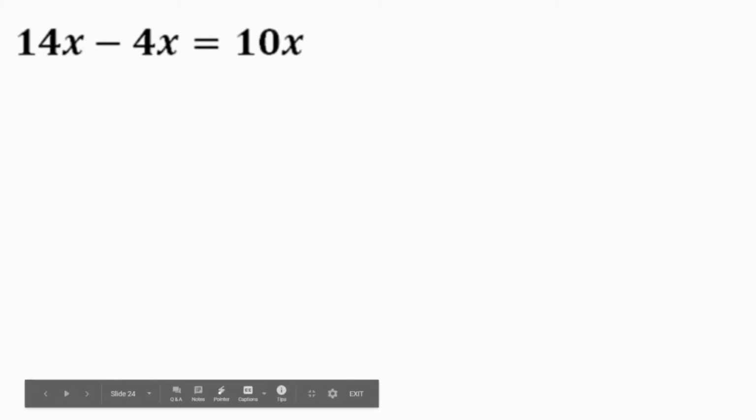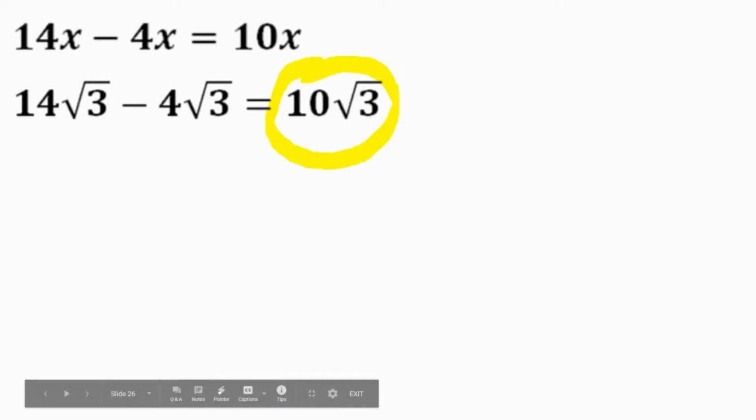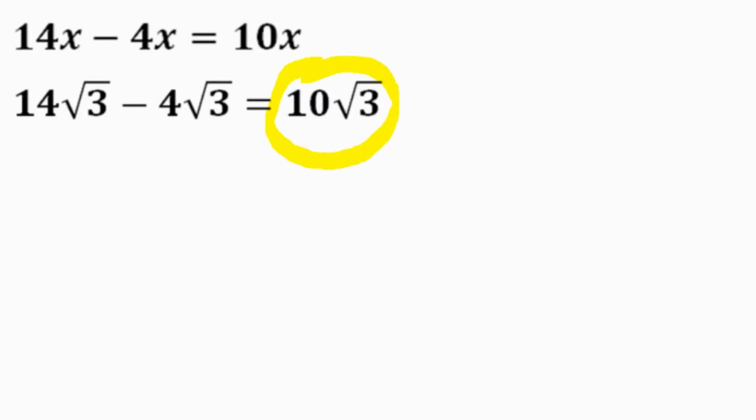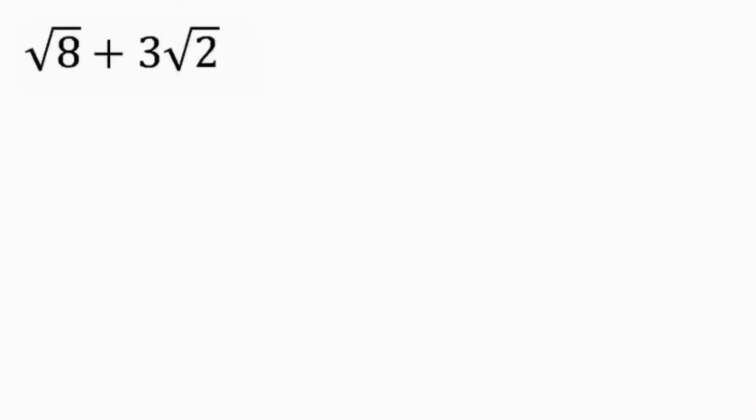What if we were to do subtraction? 14x minus 4x, you get 10x. So if it was 14 radical 3 minus 4 radical 3, you would get 10 radical 3. And in this instance, both of them were radical 3s. And the other one, they were both radical 2s. So just like x's and y's, as long as they are like radicals, you can go ahead and add or subtract them.